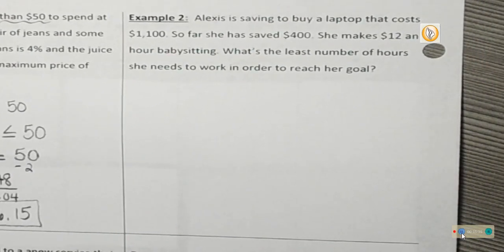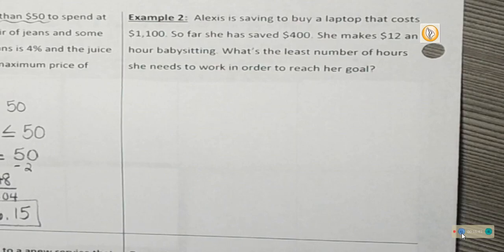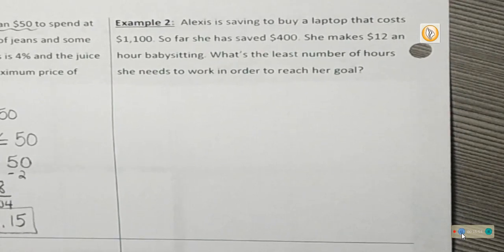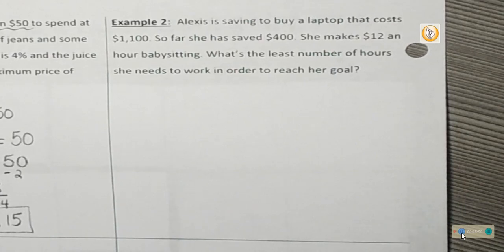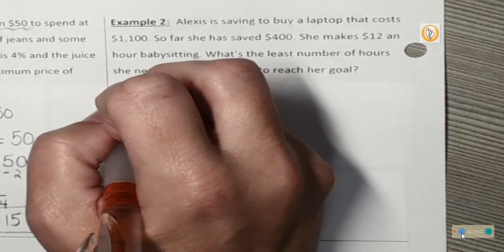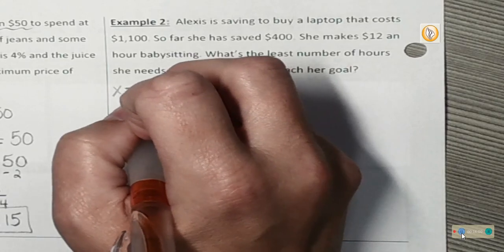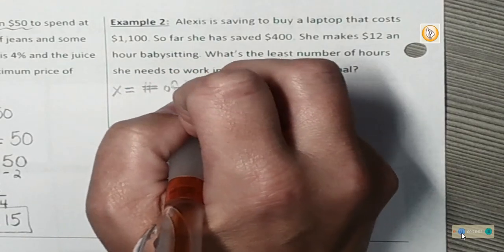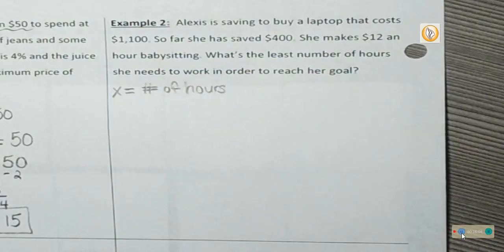All right, example 2 says, Alexis is saving to buy a laptop that costs $1,100. So far, she has saved up $400. She makes $12 an hour babysitting. What is the least number of hours she needs to work in order to reach her goal? So, what is she trying to figure out? What's her X? How many hours? So the number of hours that she is going to have to babysit.